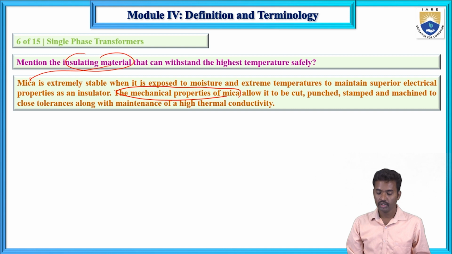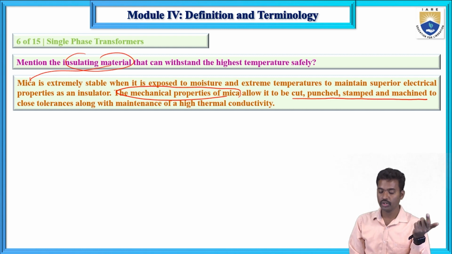What are the limitations? It allows it to be cut, punched, stamped and machined to close tolerance along with the maintenance of high thermal conductivity. So it has high thermal conductivity. We can use it for cutting, punching, stamping and machining to close tolerance along with the maintenance of high thermal conductivity.